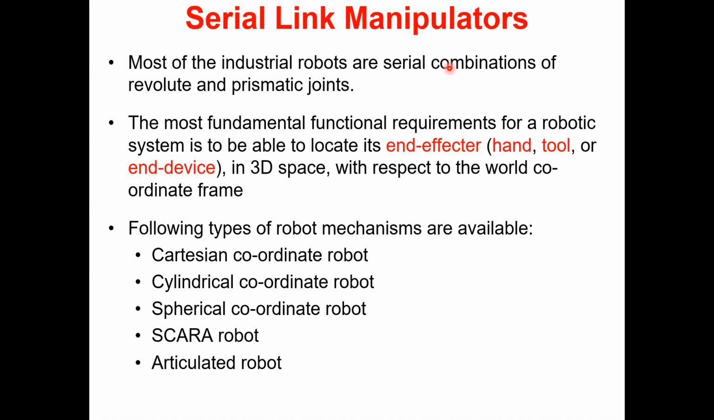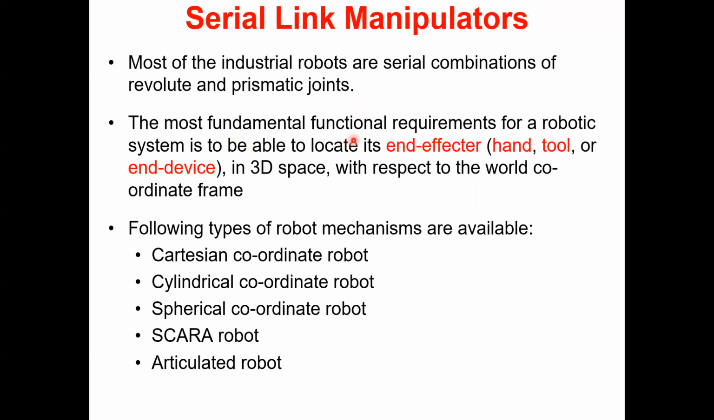Okay. So non-serial closed chain manipulators are there. I will show you some of them. We are not going to analyze them here, right? So most of the industrial robots are serial combinations of revolute and prismatic joints. Okay. So one after the other. You are not going to connect the end effector back to any of the other links, right? It's not like that.